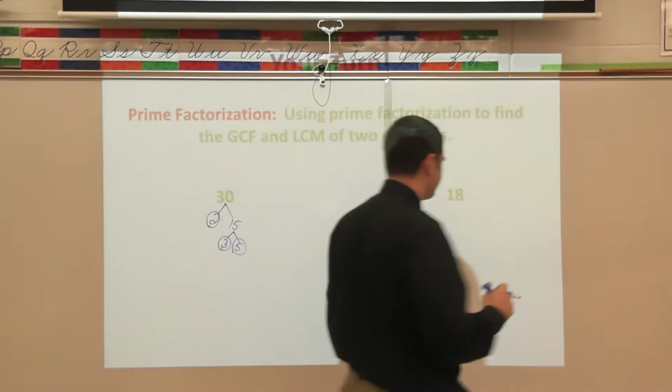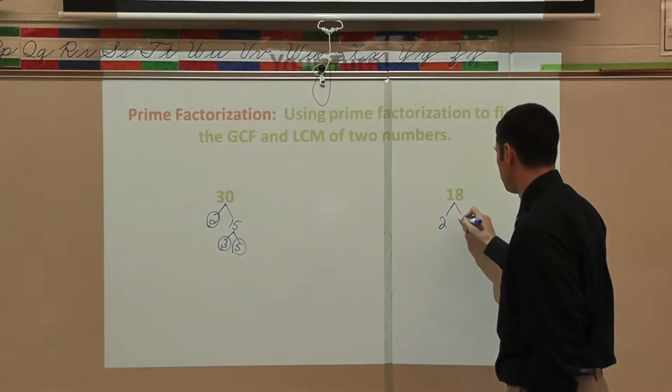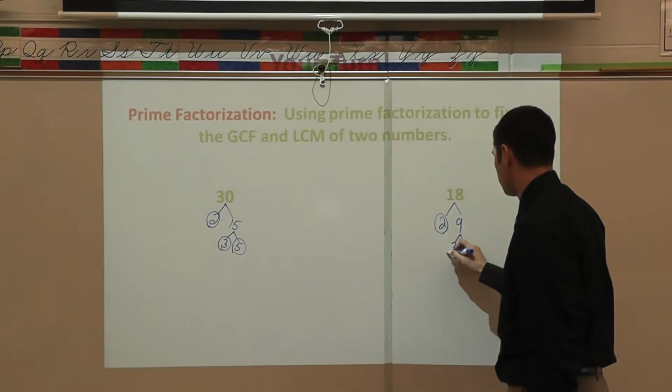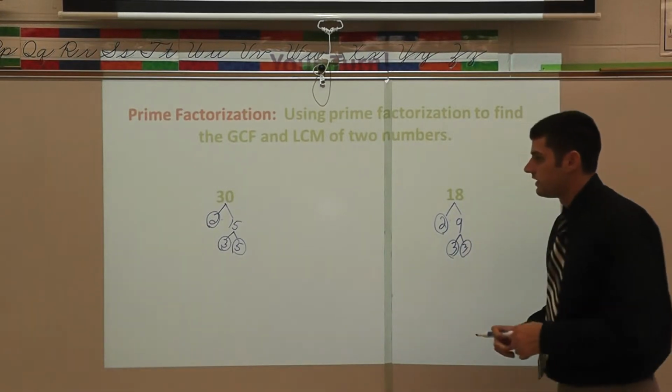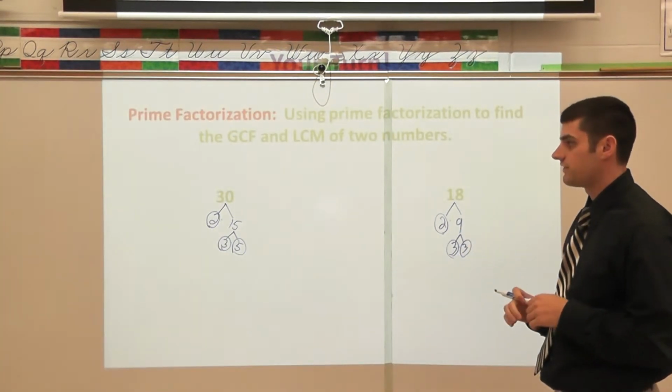Let's look at 18. If I break 18 down, again I'm going to start with 2. 2 times 9. 2 is a prime factor. I can break down 9 into 3 times 3. Okay? So now I've done the prime factorization of both numbers. I've also circled what they have in common.